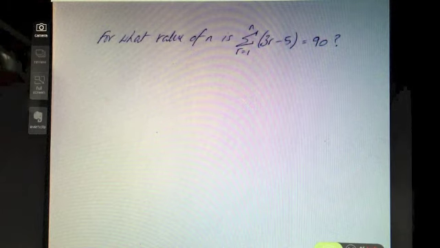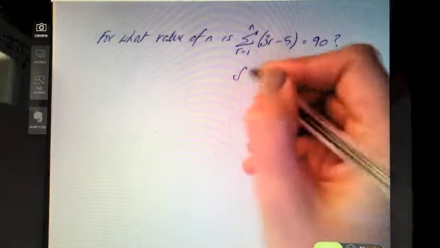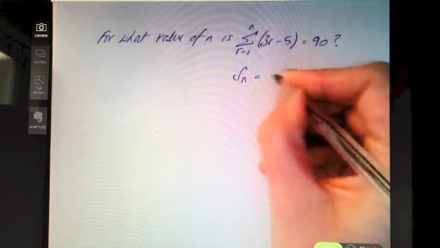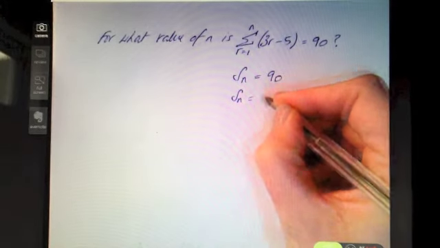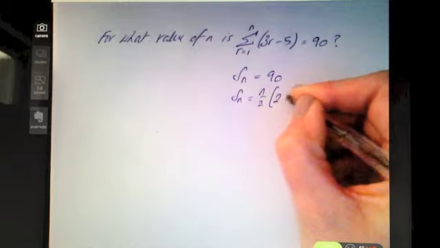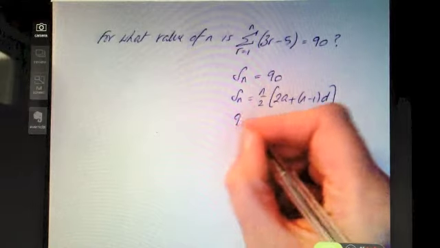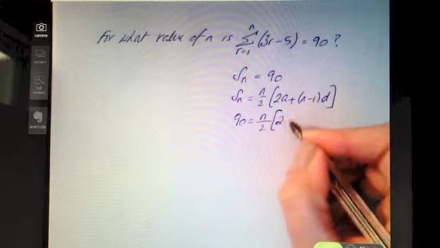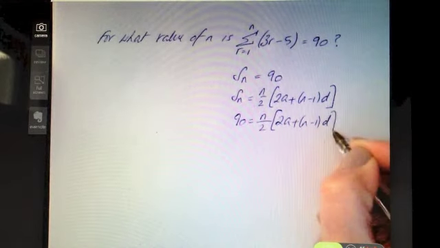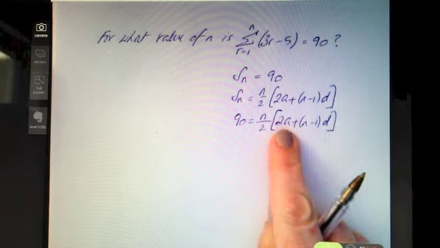Okay, so what do I need? I need to figure out what value this n is. But I know that the sum of this series is 90. So Sn is n over 2, 2 times A plus n minus 1 times d. So what can we fill in here? We know that it's 90. We don't know what the n is. And we don't know the A or the D yet either. Okay, so that's what I need to start filling in first of all. What is my A and what is my D?